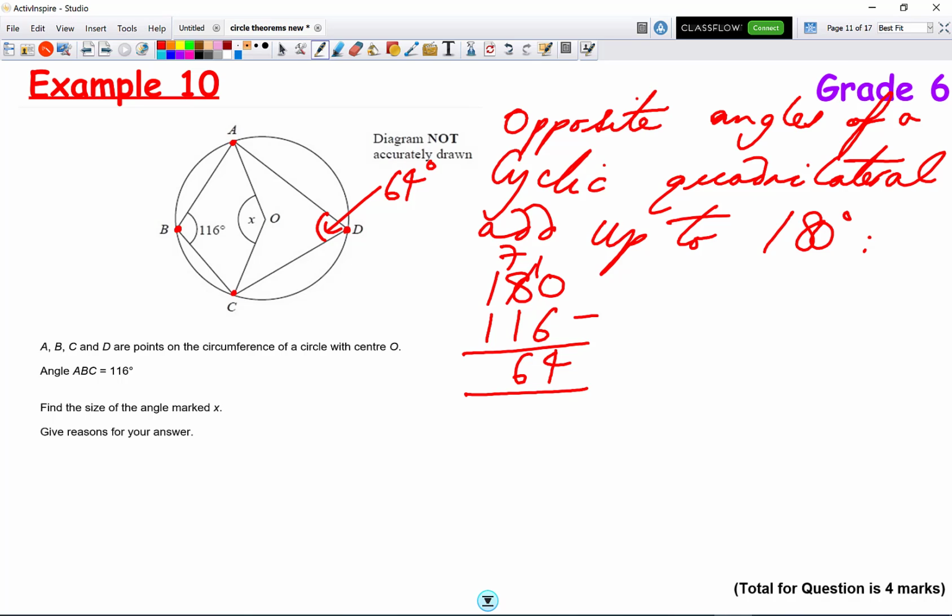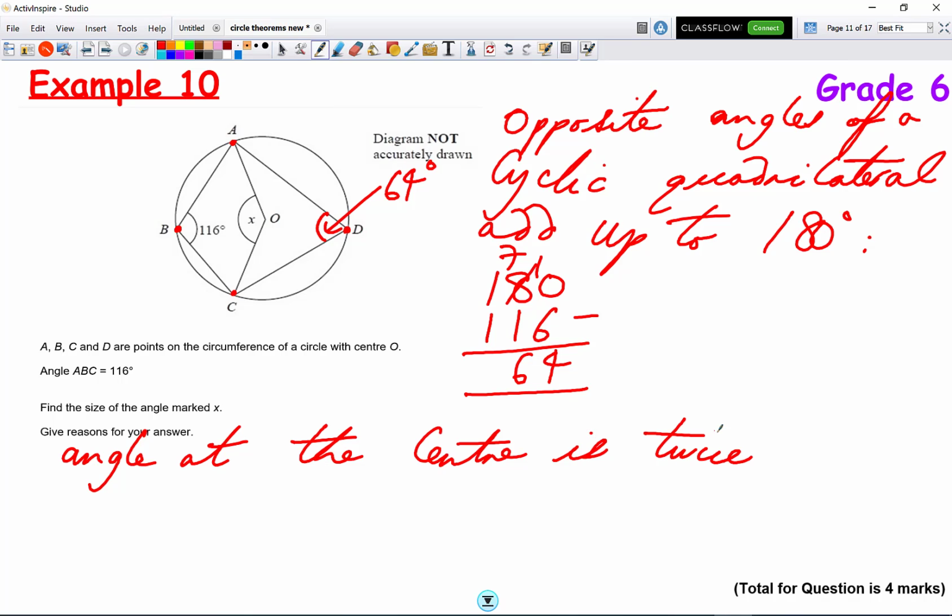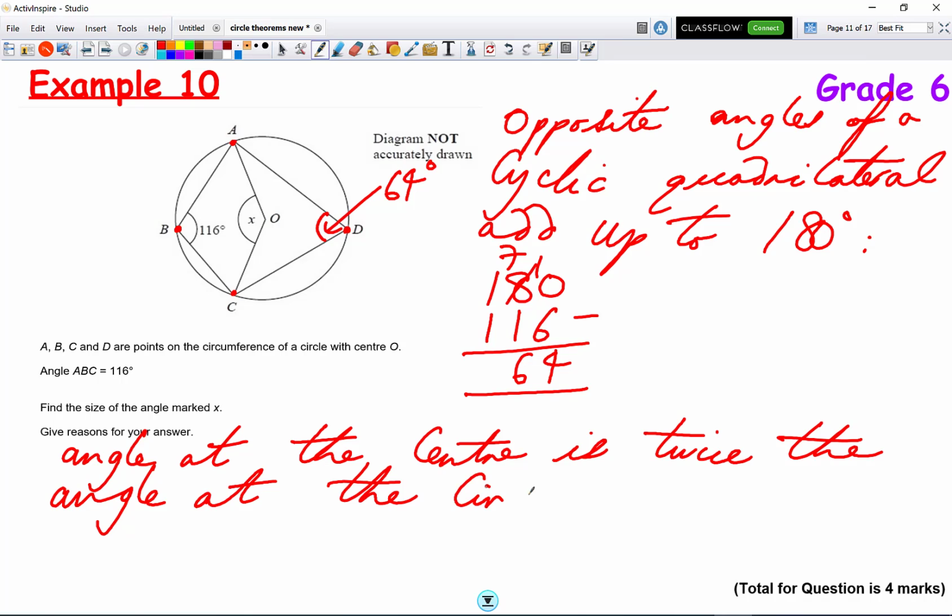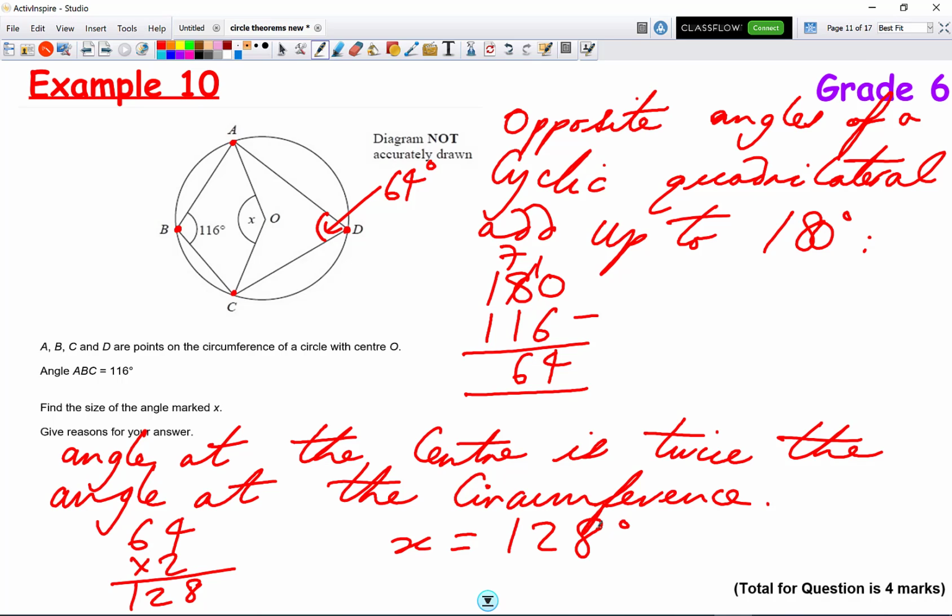And we know a well-known circle theorem that the angle at the center is twice the angle at the circumference. So we can say 64 times 2 is 128. So we can say angle X is 128 degrees, and all my reasons are clearly stated.